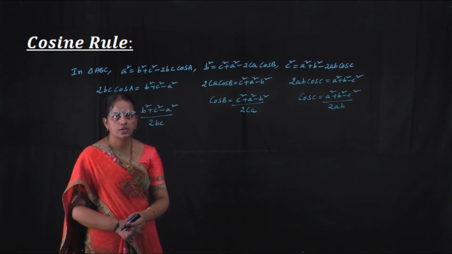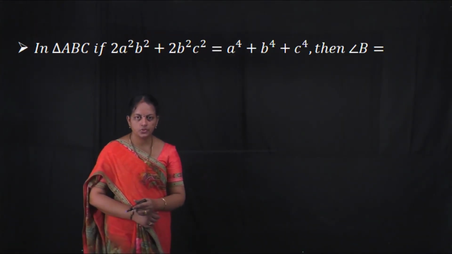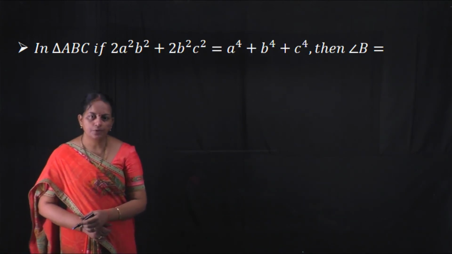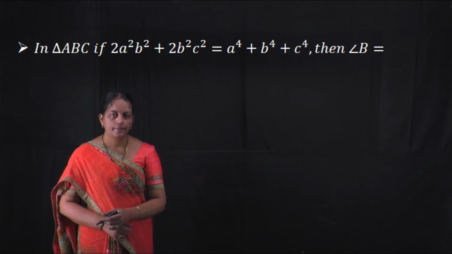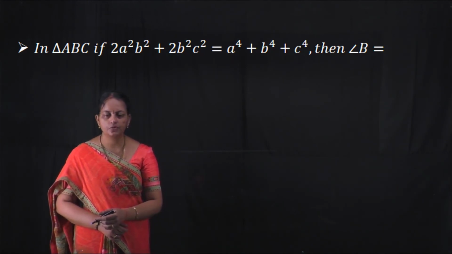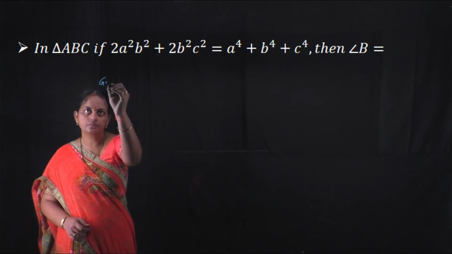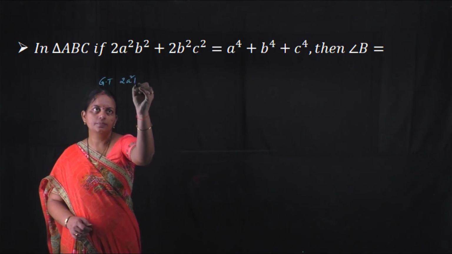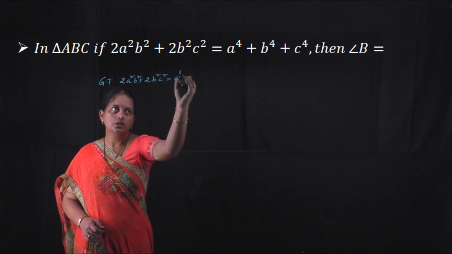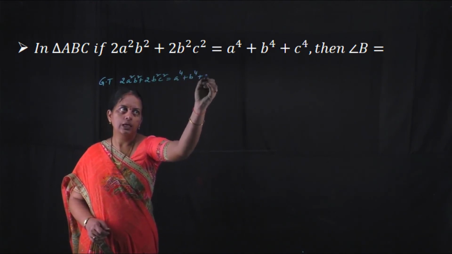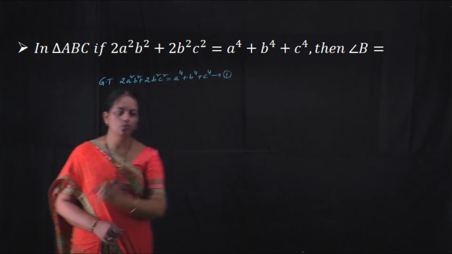Let us see some problems based on this cosine rule. Let us see one example. In triangle ABC, if 2a square b square plus 2b square c square is equal to a power 4 plus b power 4 plus c power 4, then angle B is equal to? Given that 2a square b square plus 2b square c square is equal to a power 4 plus b power 4 plus c power 4. Let it be equation 1.